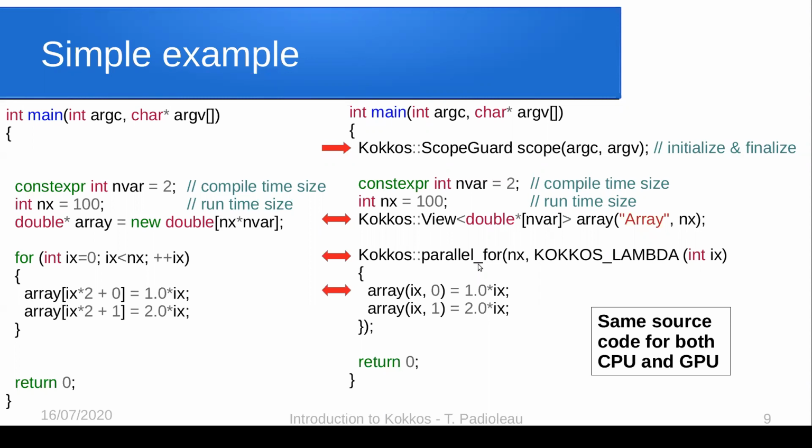Then here we don't prescribe how to do the computation, but we only describe that we want a parallel for execution. So we want to range from 0 to nx, and again we assign values to this array using the function call operator of the object. This simple code can be compiled for NVIDIA GPUs and CPUs, and this loop can run in parallel, compared to the first example, the left-hand side code.